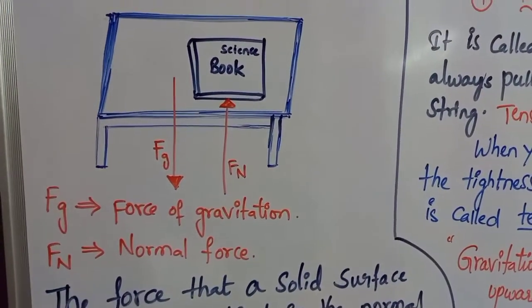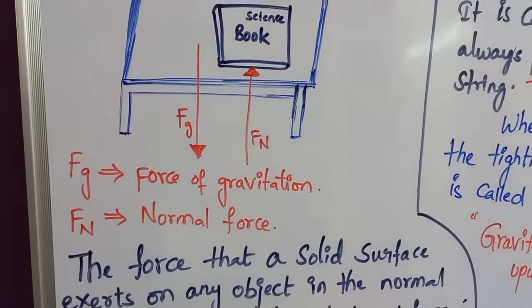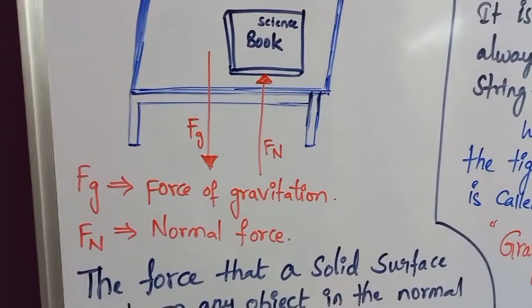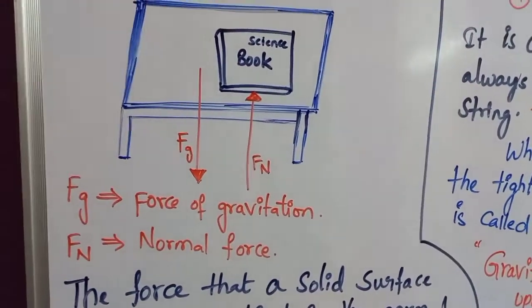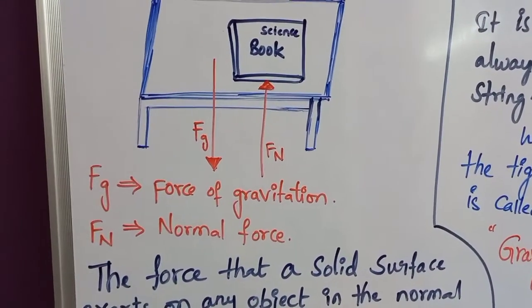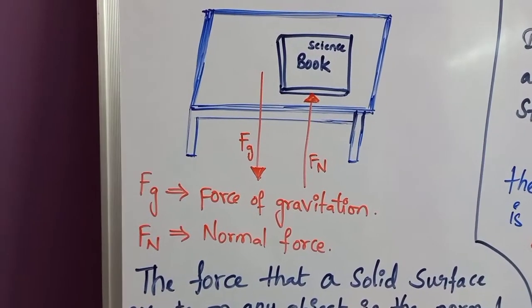In this example, the downward gravitational force is balanced by the upward normal force. Since these two forces are of equal magnitude, and both of them are acting in the opposite directions, we say that the net force acting on the book is 0.